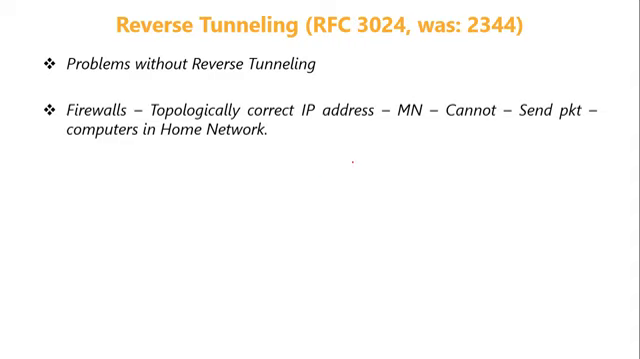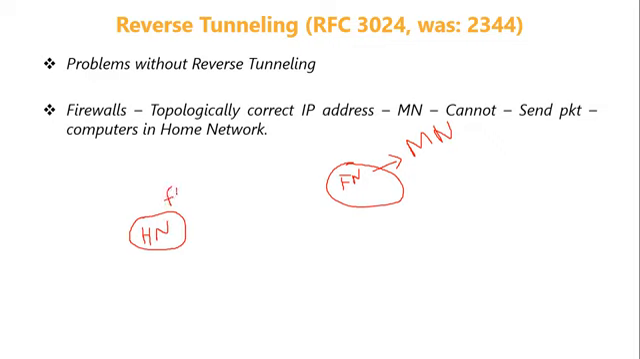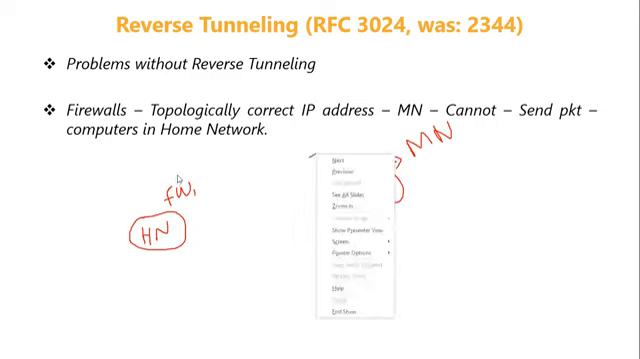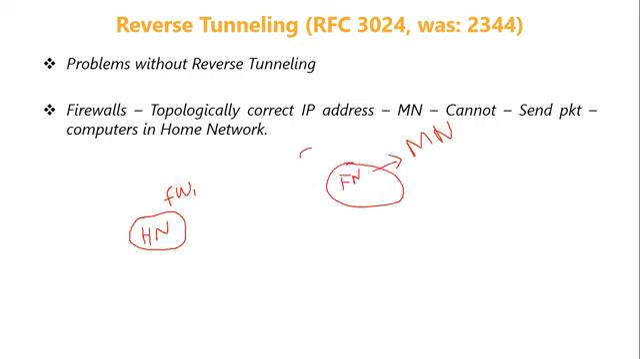Assume that there is a mobile node. Currently, it is available in a foreign network. But originally, the mobile node belongs to some other home network. Now let us see. There is a firewall in this home network. Let us call it firewall 1, and there will be a firewall in this foreign network. Let us say it is firewall 2.